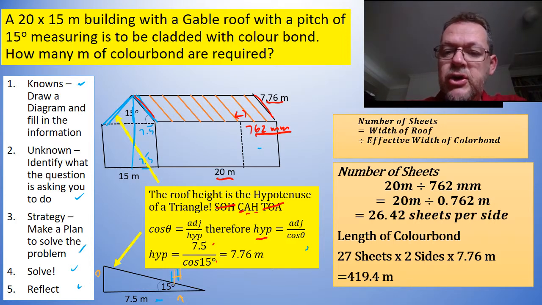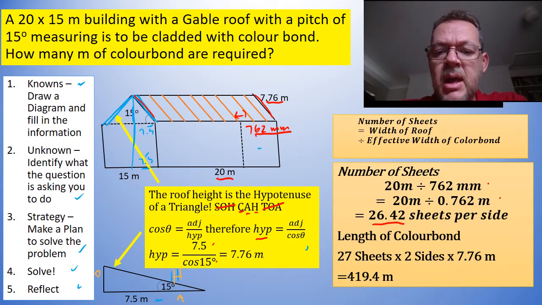We do need to do the unit conversion to make them all into a common unit. So put them both into meters, and that will give us 26.42 sheets per side. Now, that means it's going to be rounded up to 27 sheets per side, and we've got two sides. So that's 27 times 2, that's 54.